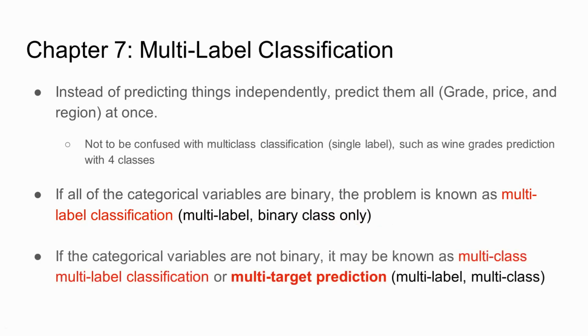However, if we look at 4 classes in grade and 4 classes in price, while still having 2 classes in region, that transforms the problem to the next level, which is multi-class, multi-label classification. That is why we add multi-class on top of multi-label classification. Or we can call it multi-target prediction, with multiple labels and multiple classes. That is the most complicated form we have in this thesis. In this topic, we first talk about multi-label classification, with 2 classes for 3 labels, and then we move on to multi-target prediction.